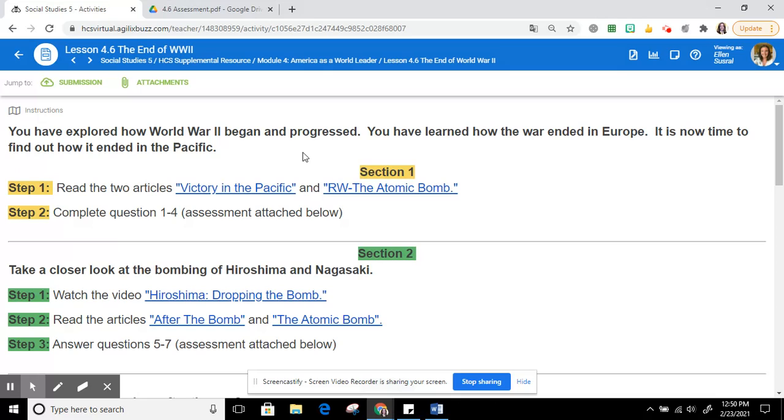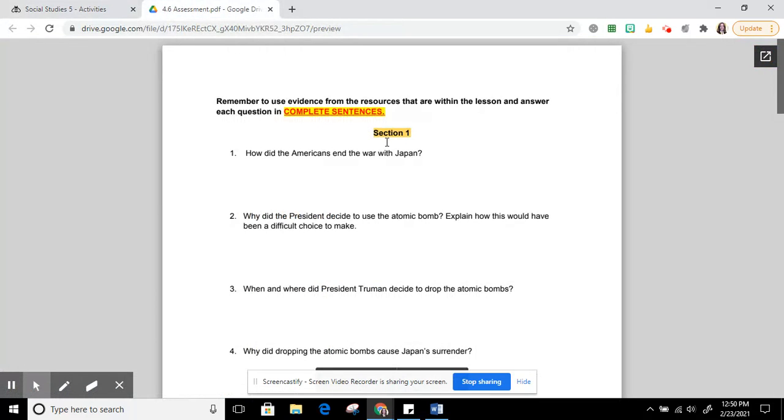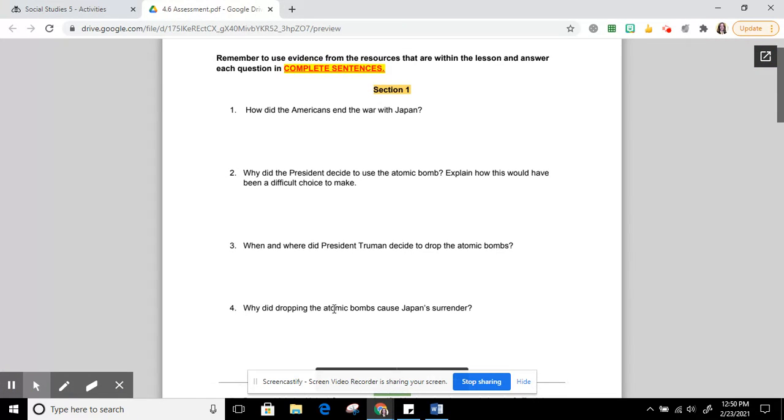Section 1, Step 1. You're going to read the two articles, Victory in the Pacific and The Atomic Bomb. You'll read those two articles, and then you're going to complete questions 1 through 4 on the assessment sheet, which is attached below. Let's take a look at questions 1 through 4. So section 1, you've got questions 1 through 4. How did the Americans end the war with Japan? Number 2, why did the president decide to use the atomic bomb? Explain how this would have been a difficult choice to make.